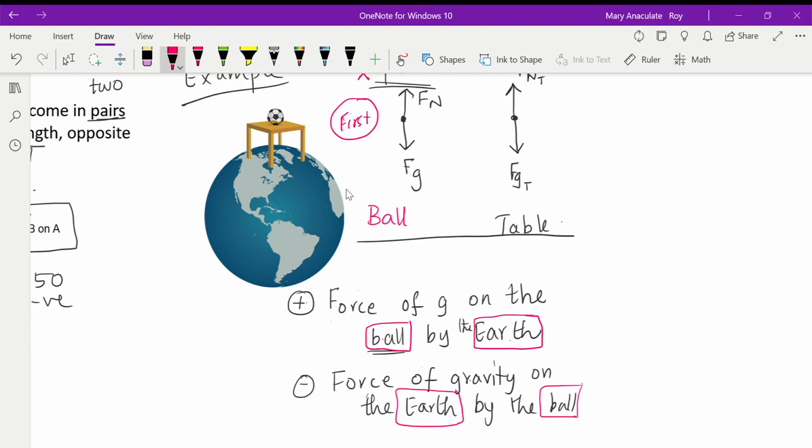So this is one pair of Newton's third law in this particular situation. Even for the table you can write a force of gravity acting on the table by the earth, and similarly you swap it: force of gravity acting on the earth by the table. Just swap the objects. Also you can write the normal force by the table on the ball and the normal force by the ball on the table. That also is a Newton's third law pair.